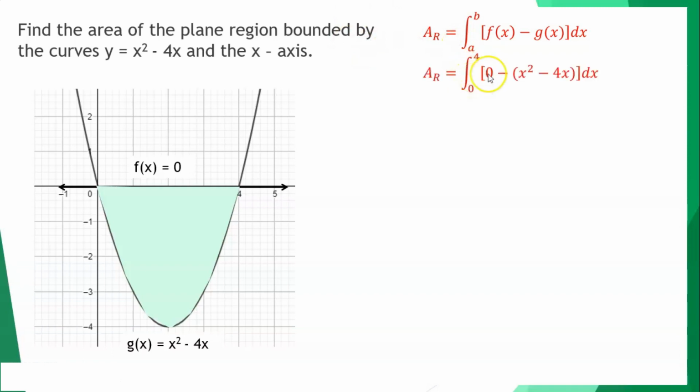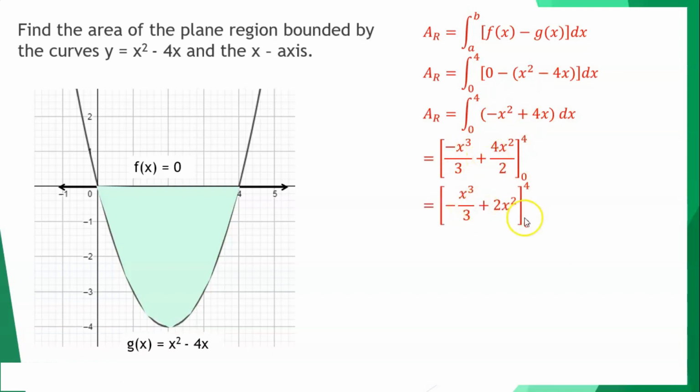Again, substitute at this point. So our upper function, our graph is 0. Our lower function is x squared minus 4x dx, evaluated from 0 until 4. It's because these are their points of intersection. So simplifying, this is -x squared and plus 4x. Get its integral. So it's -x cubed over 3 plus 4x squared over 2.